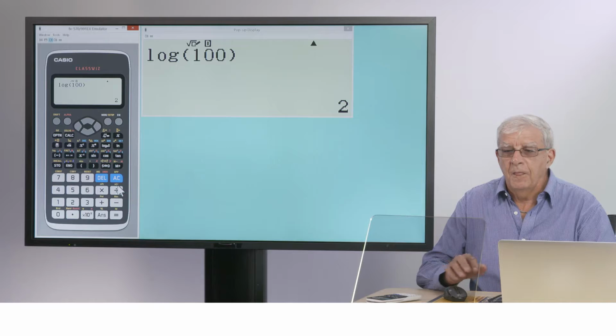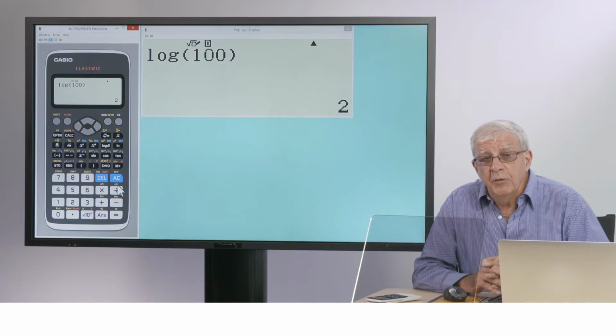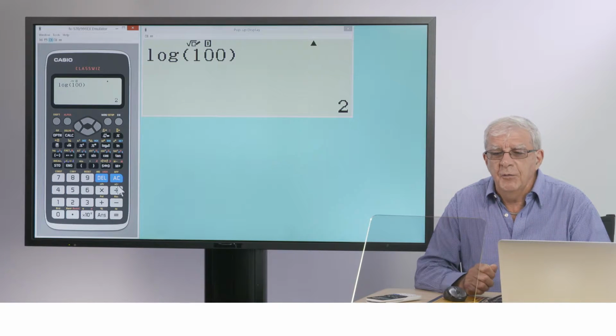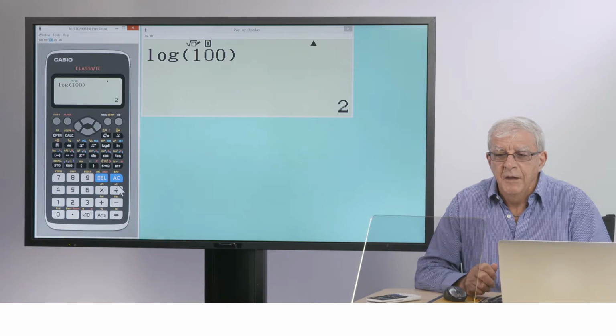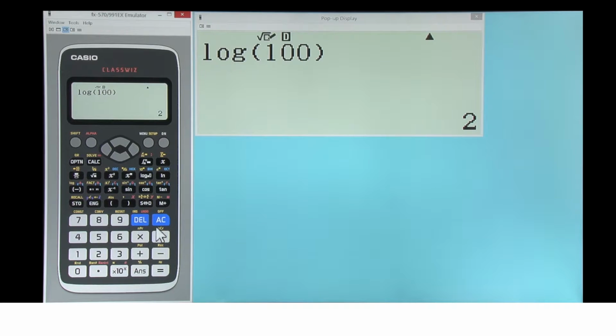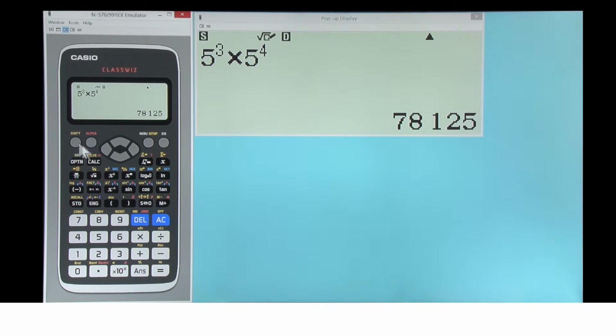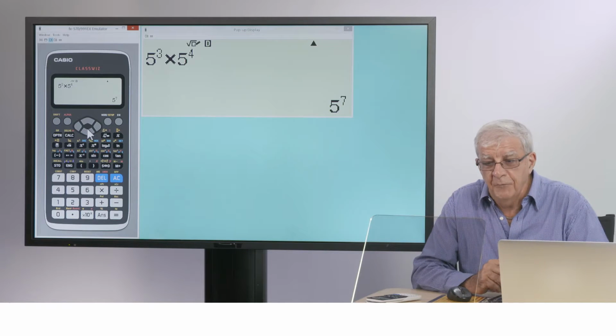Now, logarithms were once very important for calculation purposes, as they made it easier to perform calculations like multiplication and division and powering than it was by hand. The main idea here is that when numbers that are powers of the same base are multiplied, the exponents can be added. For example, if we think of having a base of 5, 5 to the power 3 multiplied by 5 to the power 4 is, and I'm going to use the factor command here, shift and factor, 5 to the power 7.